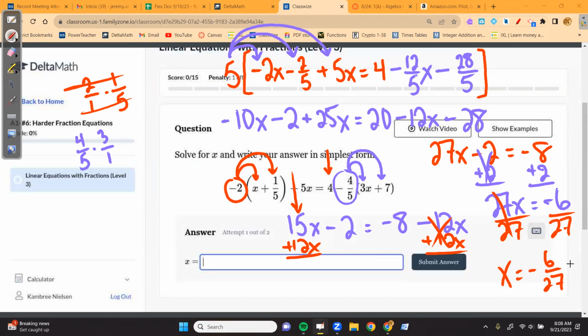No, improper would just mean that the top is bigger than the bottom, and that's not against the law, right? It needs to be reduced. So what can you divide the top and the bottom by?